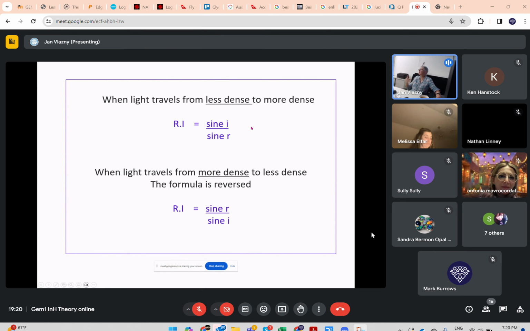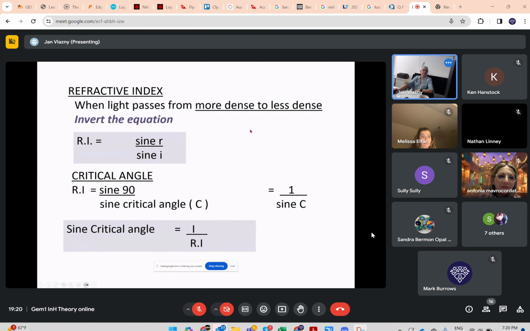Now, the next little bit just follows on from that very simple formula. When more dense to less dense, I've put it upside down, and we only get the critical angle when we're going more dense to less dense. The sine of 90 degrees is actually 1, because then we get an equilateral triangle.